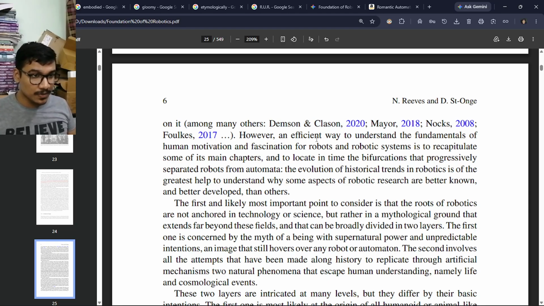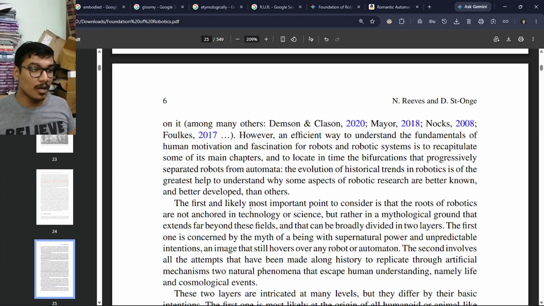However, an efficient way to understand the fundamentals of human motivation and the fascination for the robot and robotic systems is to recapitulate some of its main characters and to locate in time the bifurcations that progressively separate robots from automata. The evolution of historical trends in robotics is one of the greatest steps to understand why some aspects of robotics research are better known and better developed than others.